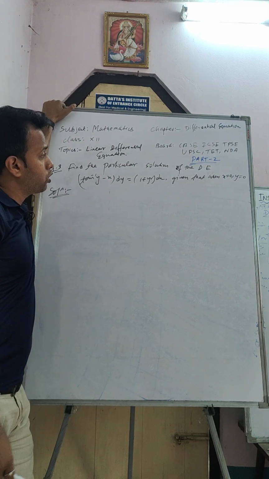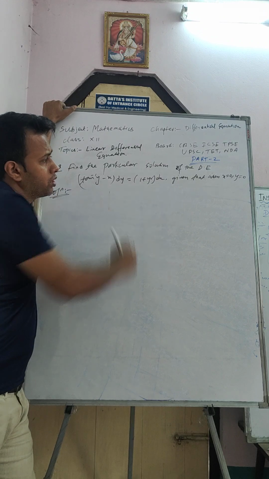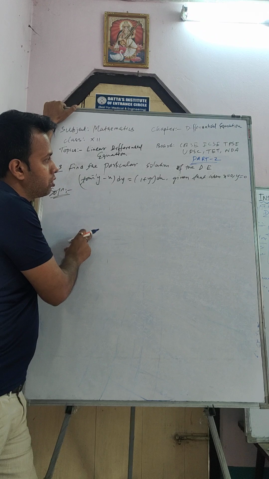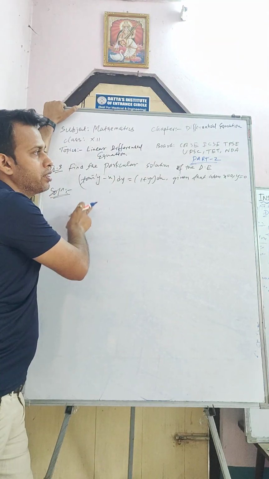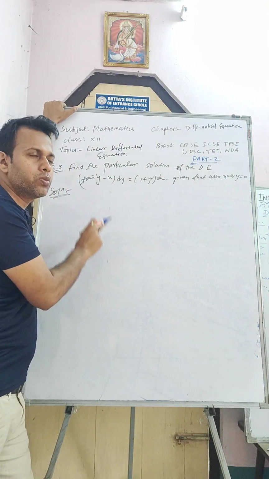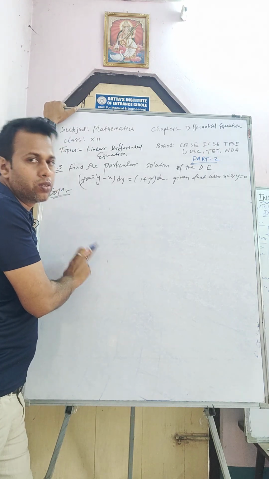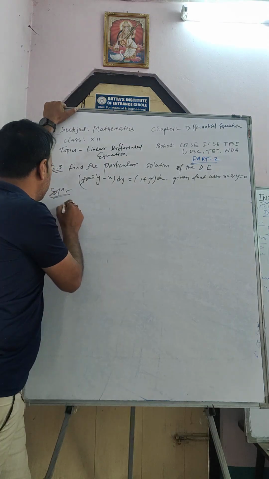So students, our next question, question number 3, is like that. Find the particular solution of the differential equation, this one, given that when x equal to 0, y equal to 0. Now you have to convert this differential equation into linear form. It may be dy/dx plus Py equal to Q, or it may be dx/dy plus Px equal to Q. Okay, so let's try.